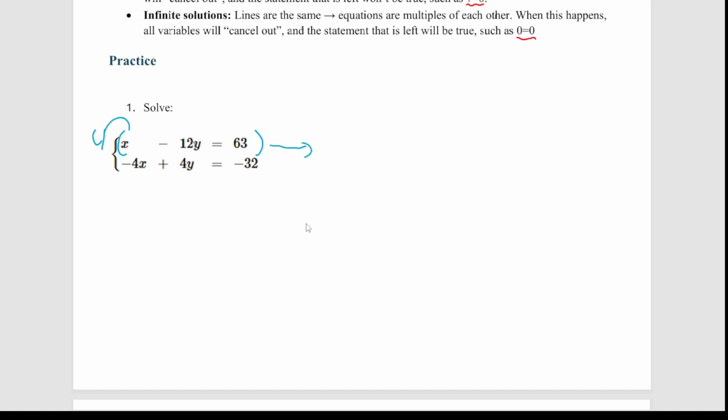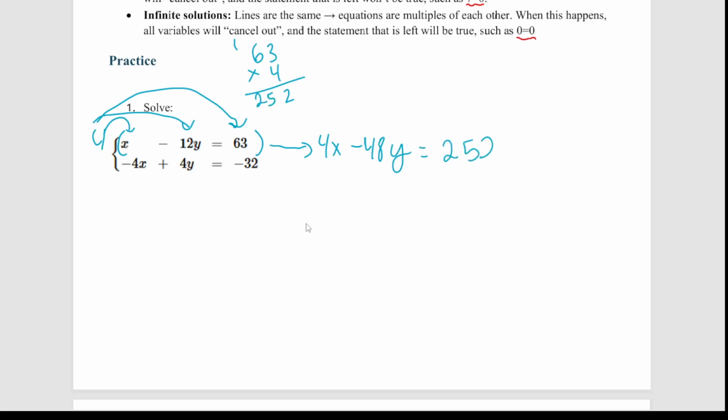If I do that, I would do 4 times x to get me 4x. 4 times negative 12y to get us negative 48y. And then 4 times 63, I'm going to have to do that off to the side personally. 4 times 3 is 12, carry the 1. 6 times 4 is 24, plus 1 gets us 25, equals 252.